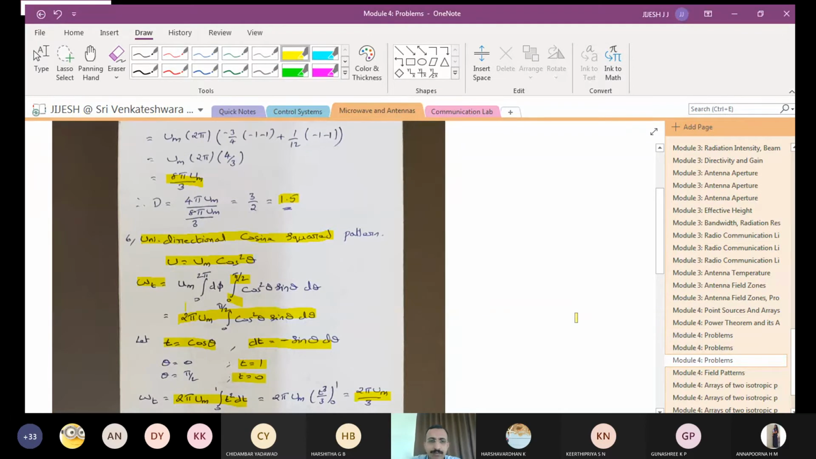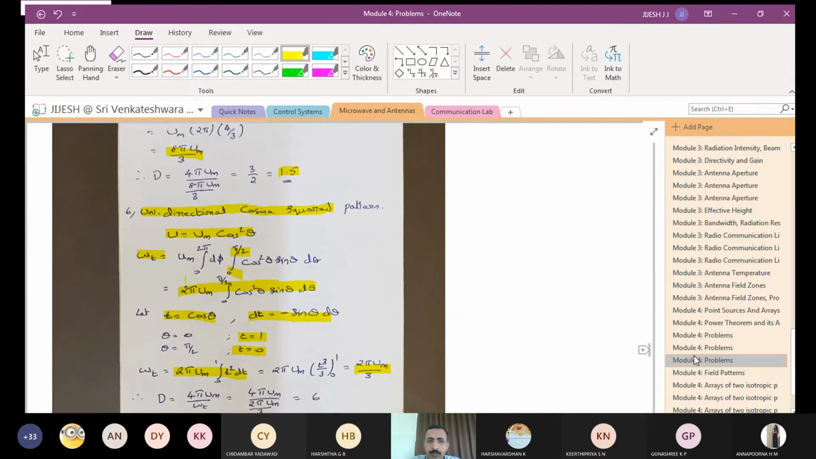So what is the answer for directivity? One of you might have completed. Any one of you? 6, sir. 6. Let us see. The directivity is 6. You need to use the equation for directivity, 4 pi divided by WT. So directivity you will get as 6. Very good. So all of you have completed till here.